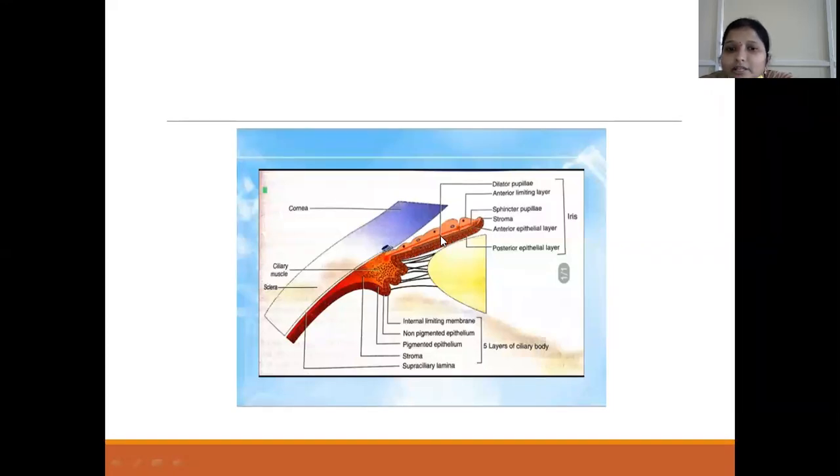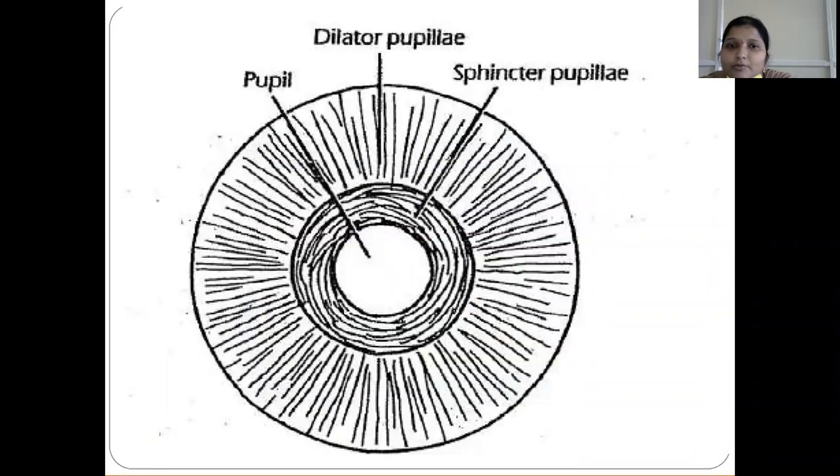So this is dilator pupillae. Next layer is the anterior epithelial layer. So it is a forward continuation of the pigment epithelium of the retina. And next is the posterior epithelial layer, which is pigmented, and it is a continuation of the non-pigmented epithelium of the retina as well as the ciliary body.